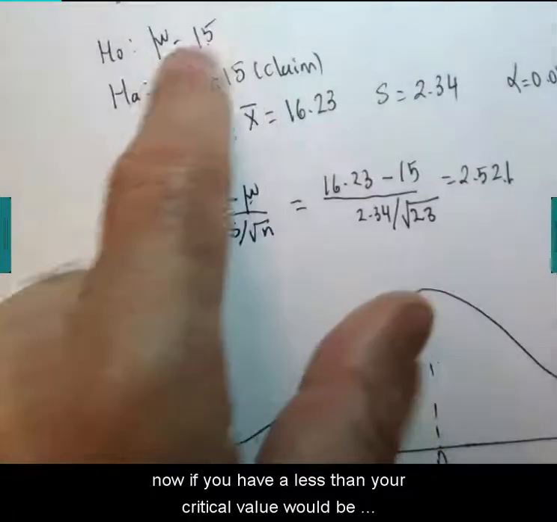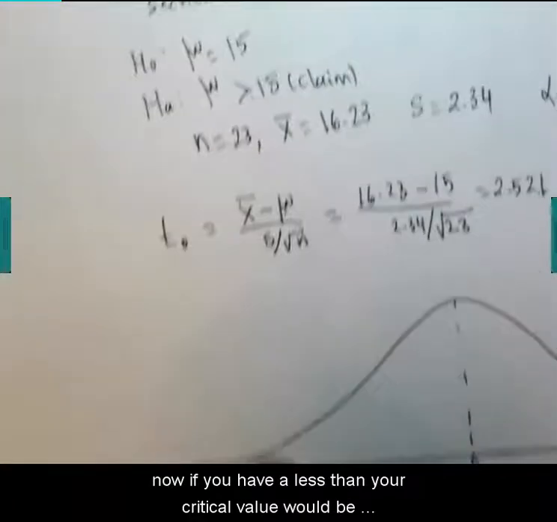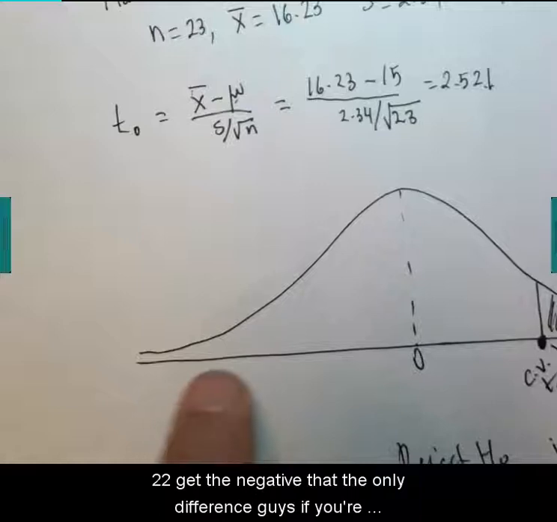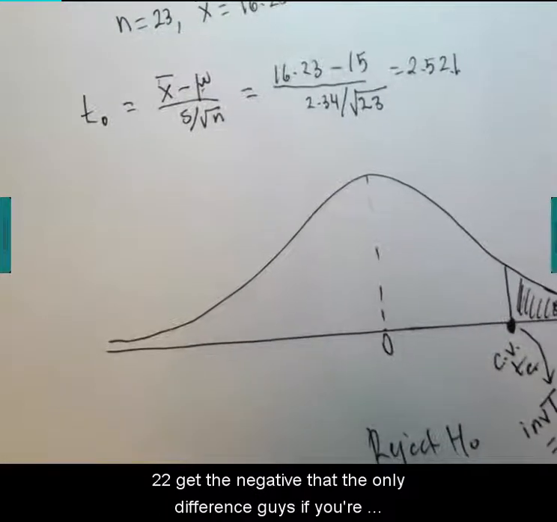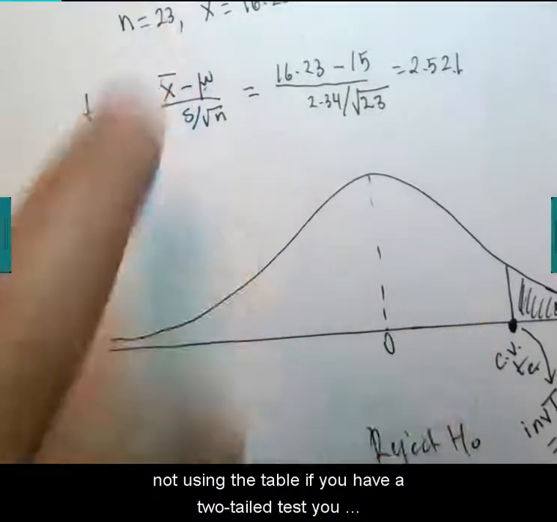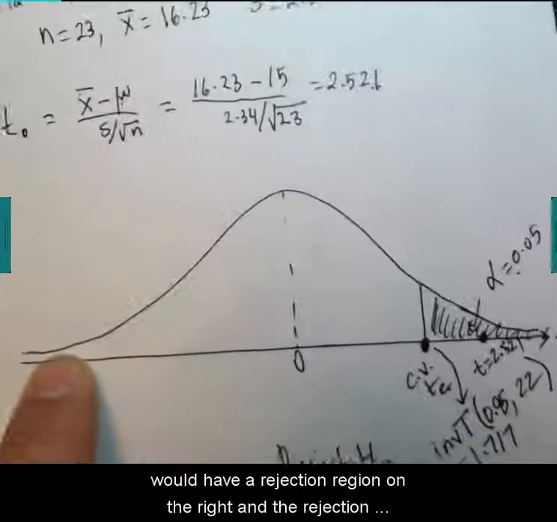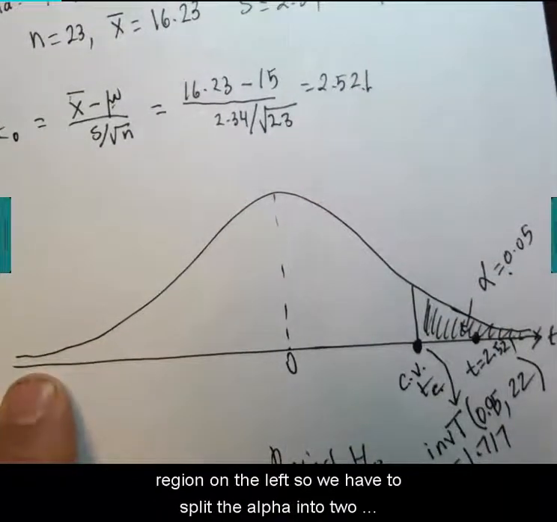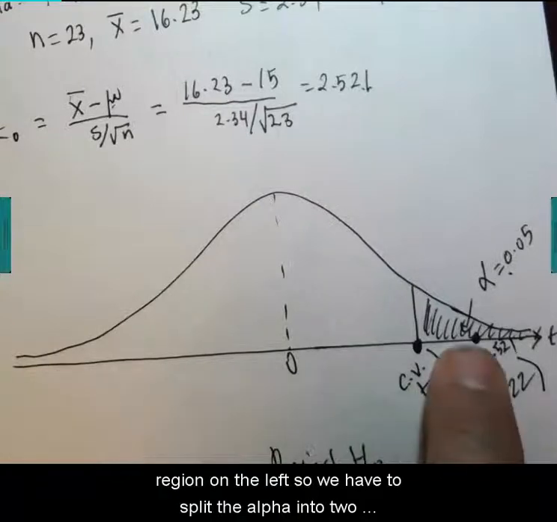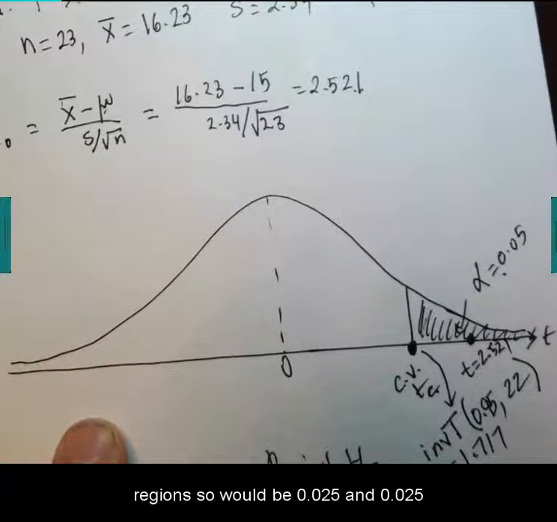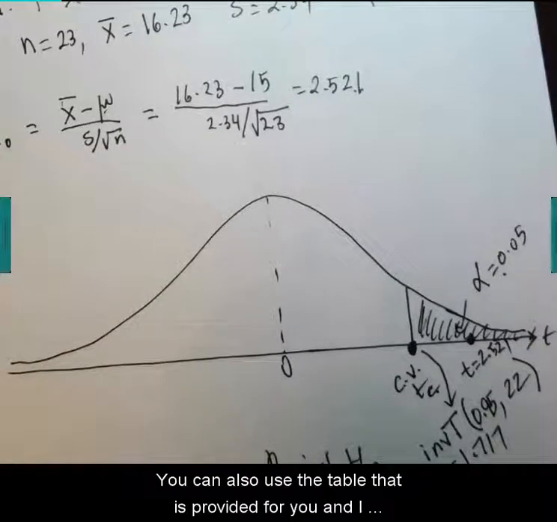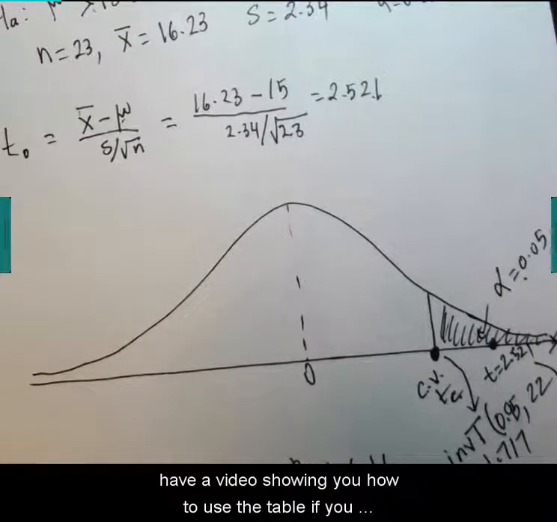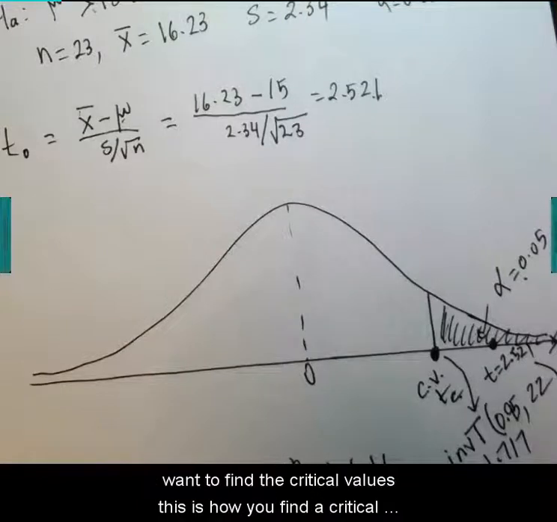Now, if you have a less than test, your critical value will be here on the left. You shade on the left and you do inverse T of 0.05 with 22 degrees of freedom, so you'll get a negative value. The only difference, guys, if you're not using the table, is that if you have a two-tail test, you will have a rejection region on the right and a rejection region on the left. So you have to split the alpha between the two regions, so it will be 0.025 and 0.025. So when you do an inverse T, you do it on 0.025. You can also use the table that is provided for you, and I have a video showing you how to use the table if you want to find the critical values. So this is how you find the critical values.